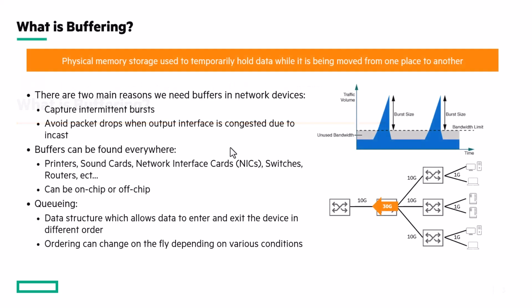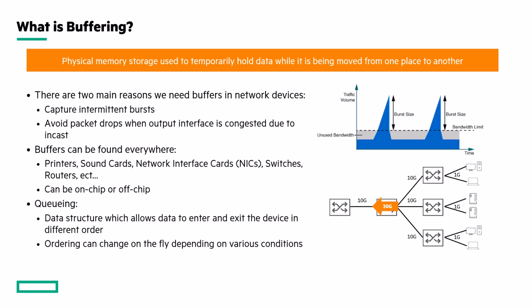Simple agenda. So, of course, what is buffering? As we all know, this is physical memory, which is used to hold data while it's being moved from one place to another. And there's two main reasons that we use buffers in our networking devices: to capture intermittent bursts, and to avoid packet drops when an interface is congested.